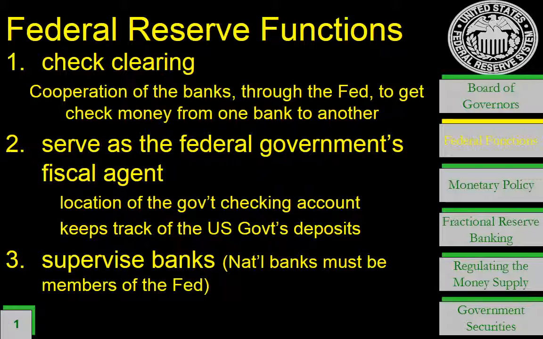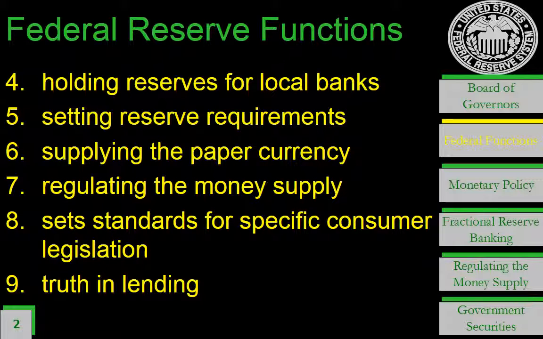Also, the Federal Reserve supervises all the nationally chartered banks in the United States. They set up the regulations, and they send out the bank examiners to make sure that those banks are keeping true to the regulations and that they are not acting recklessly with the depositors' money. The Federal Reserve will also hold reserves for the local banks. Remember, they have to keep 10%. Some of that money the banks just let the Federal Reserve keep for them to make sure that they're on the straight and narrow. Also, they set the reserve requirements, which we'll be discussing in the next discussion.